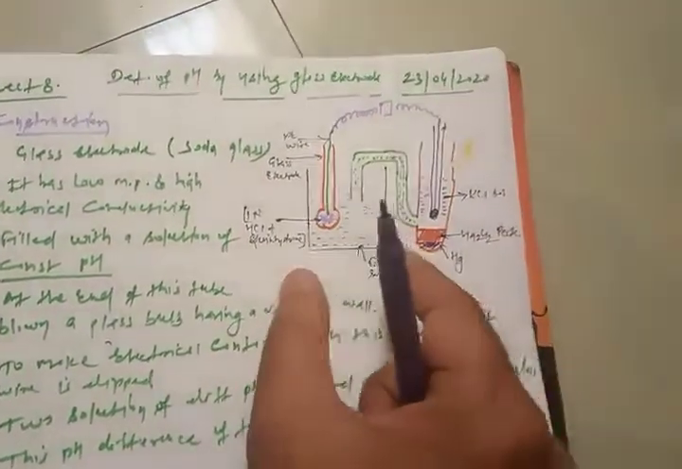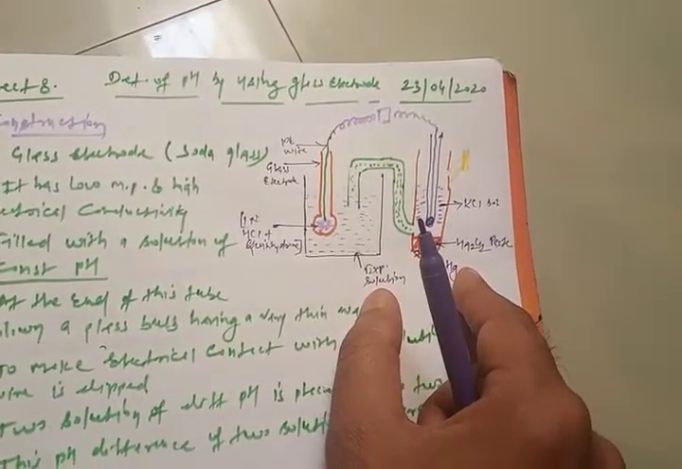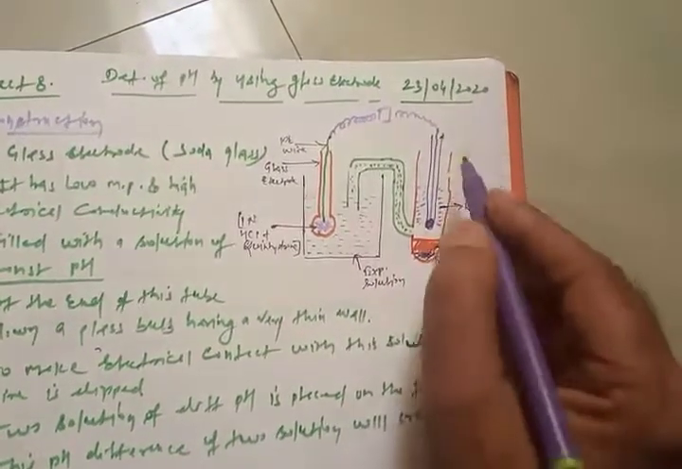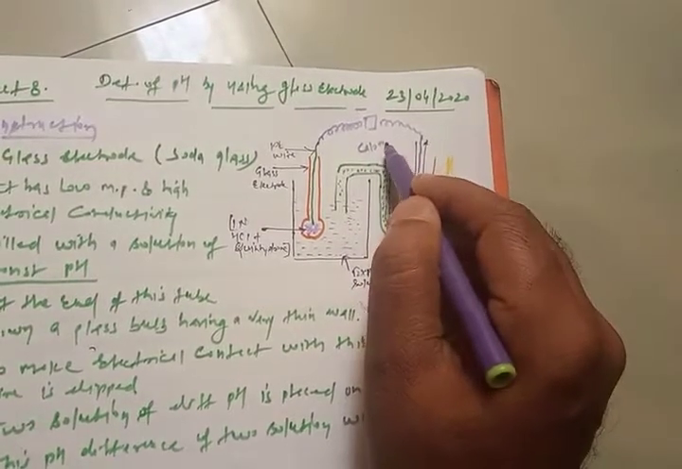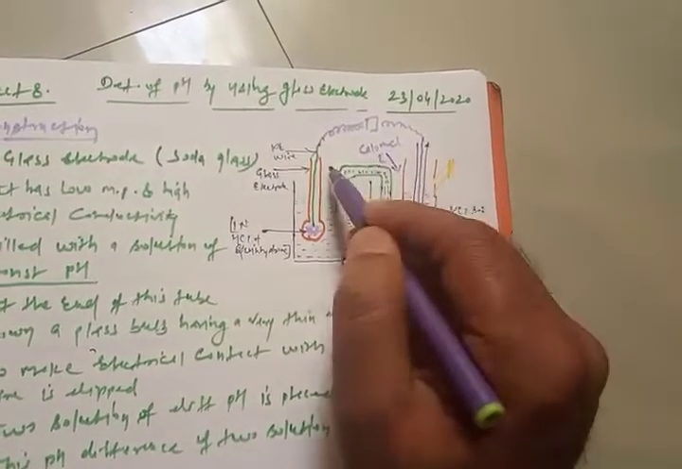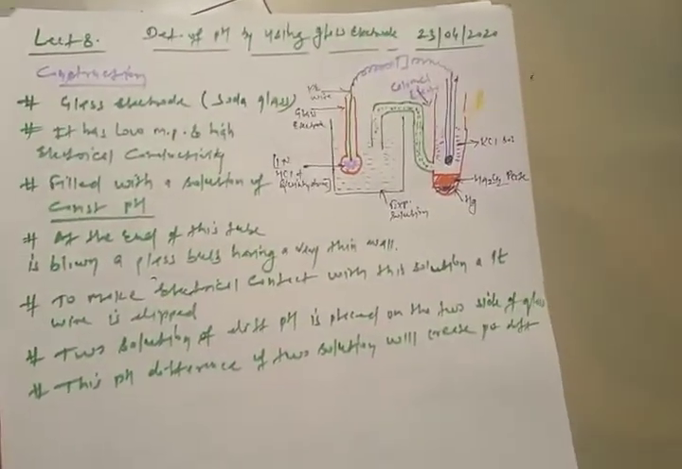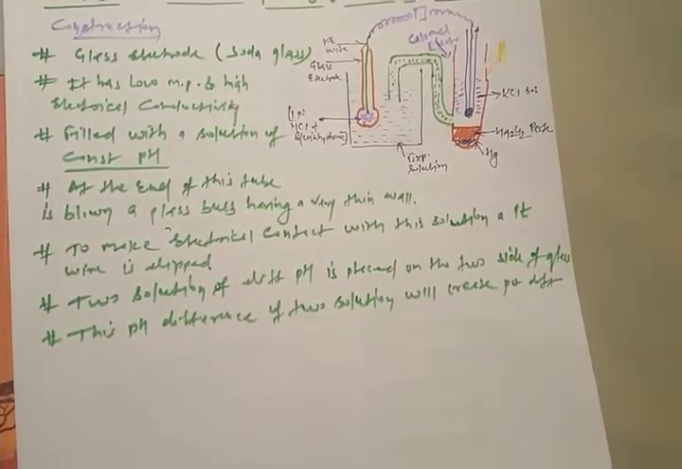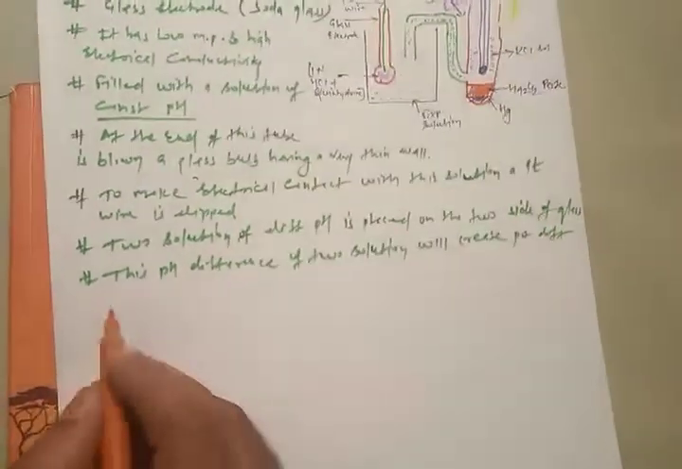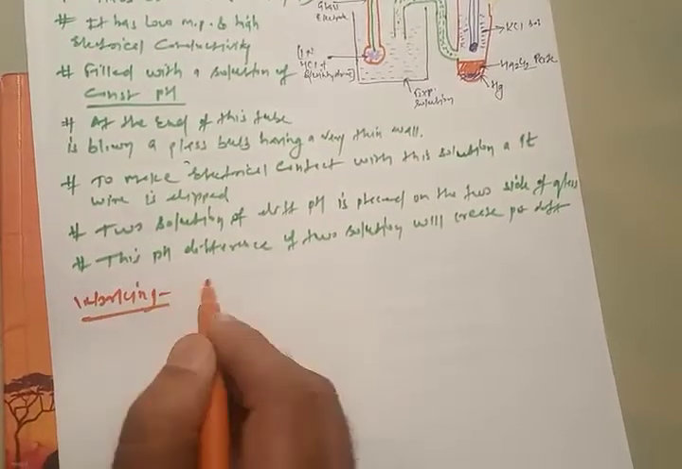So now this setup is connected with a reference electrode, that is nothing but the calomel electrode. So this is the setup of the calomel electrode, and this is the glass electrode. These two are in reference to each other. Okay, so moving ahead, now we will talk about the working. What is the working of this electrode? That is the second point to discuss, the working of this electrode.